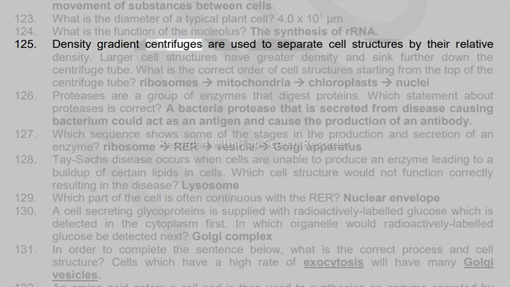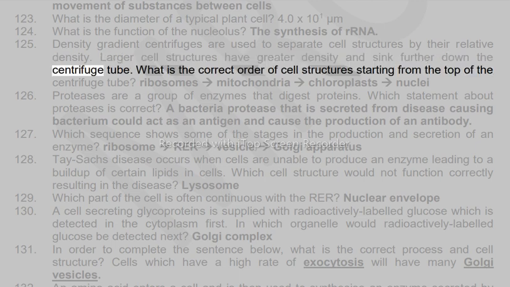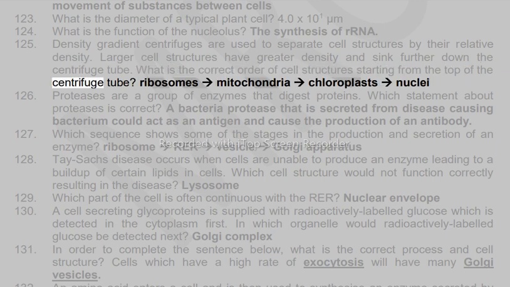125. Density gradient centrifuges are used to separate cell structures by their relative density. Larger cell structures have greater density and sink further down the centrifuge tube. What is the correct order of cell structures starting from the top of the centrifuge tube? Ribosomes, mitochondria, chloroplasts, nuclei.